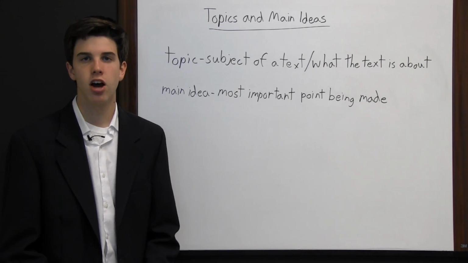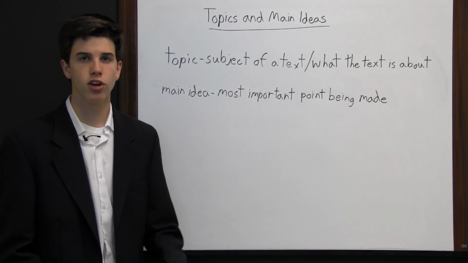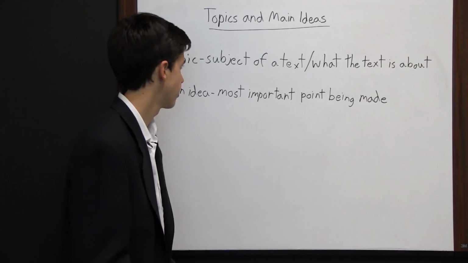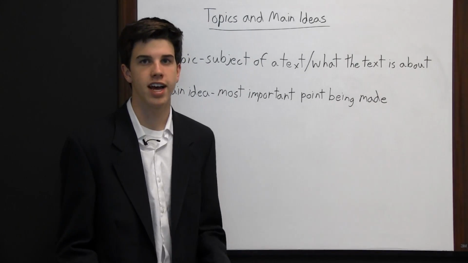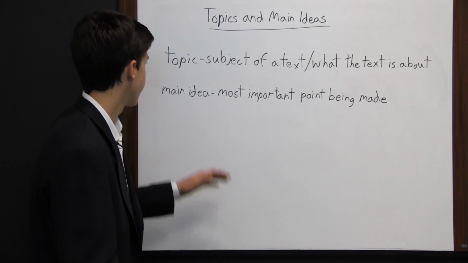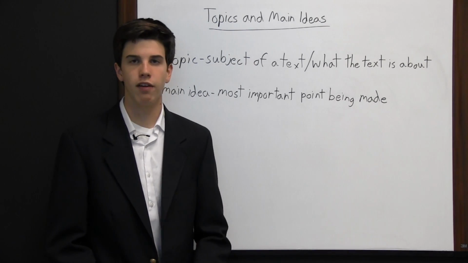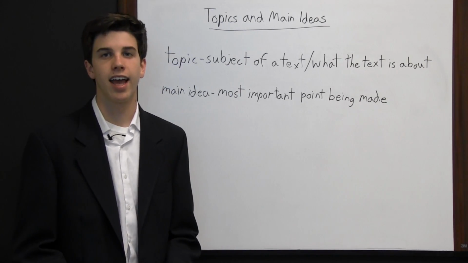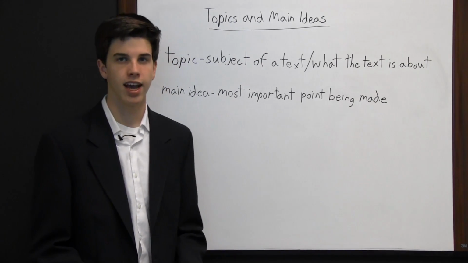Topics and main ideas are vital parts of a paper, so it's important that you know how to find the topic and main ideas. But first, we need to understand what those are. A topic is the subject of a text. Basically, it's what the text is about. And the main idea is the most important point being made. Every paper includes a main idea and a topic, and every paragraph also includes a main idea and a topic.